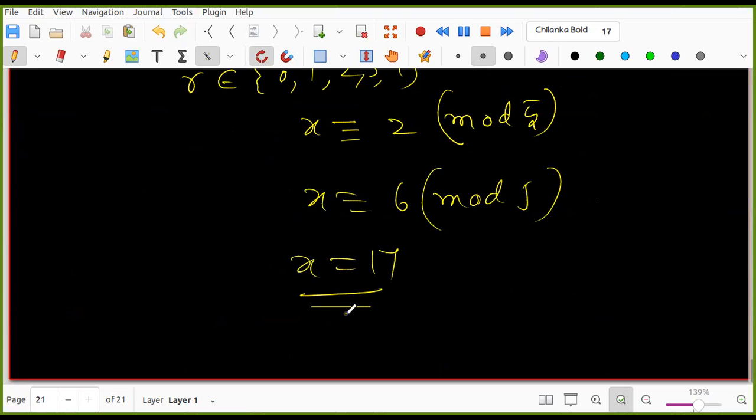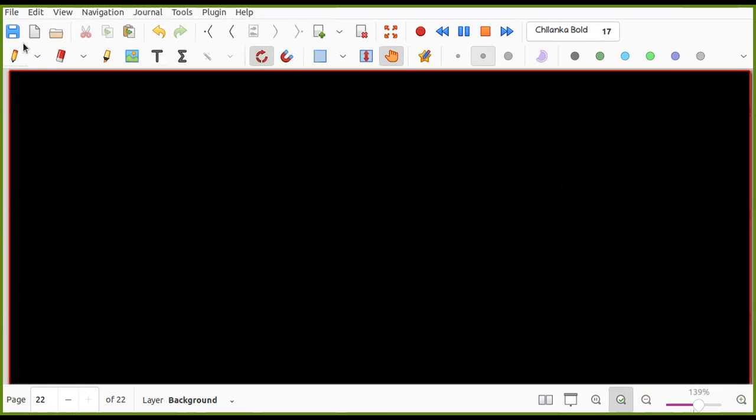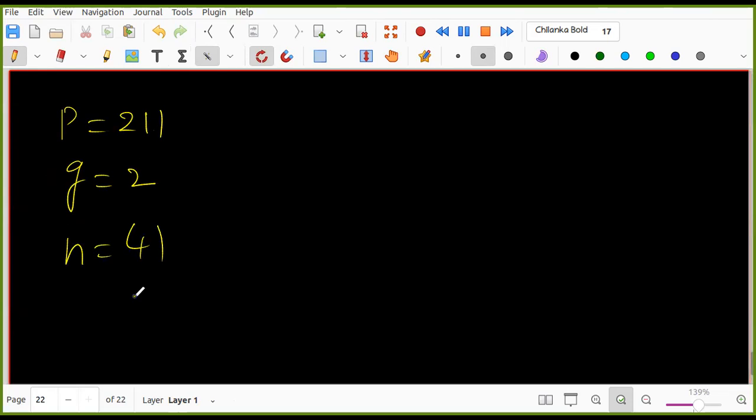I'll give one more problem so that it will be easy for you. I'll go a little fast and complete it. Now my p is equal to 211, g is equal to 2, h is equal to 41. Right. So now h is equal to 2 power x, which is congruent to 41.